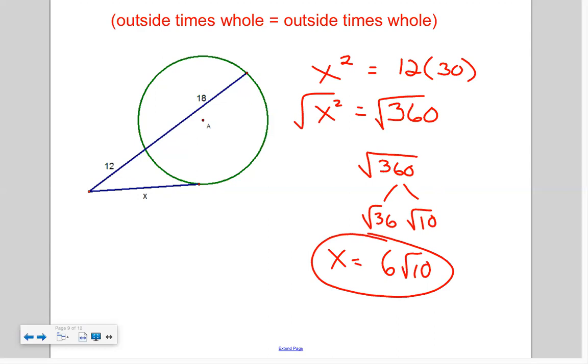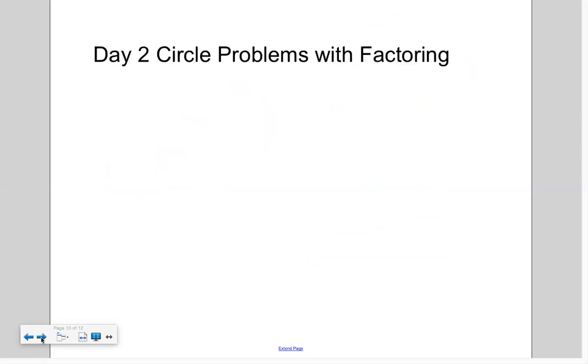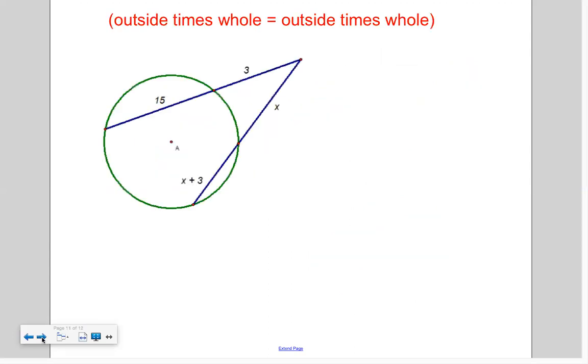Okay. We got a couple more examples here. You may occasionally get some problems with some factoring. Not terrible factoring, but a little bit here. Let's do the one with x on the left side.